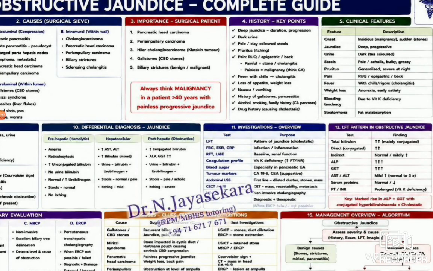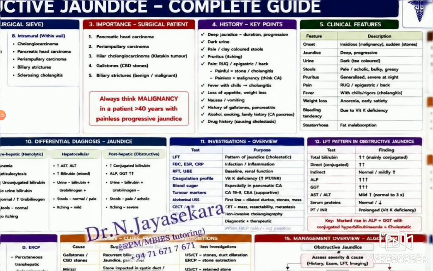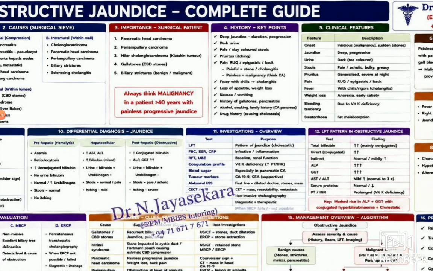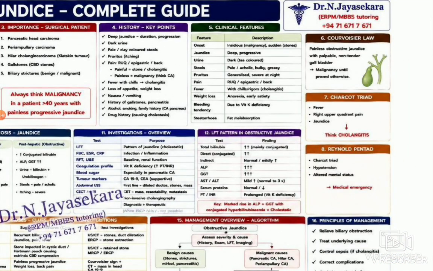Okay, now we'll go for the history taking. When taking the history, think like a surgeon. Ask about the duration, progression, pain, fever, weight loss, stool color, urine color, and pruritus. Fever and cholangitis: if jaundice is associated with fever and chills, think of cholangitis. Weight loss and anorexia strongly suggest malignancy, especially pancreatic carcinoma.